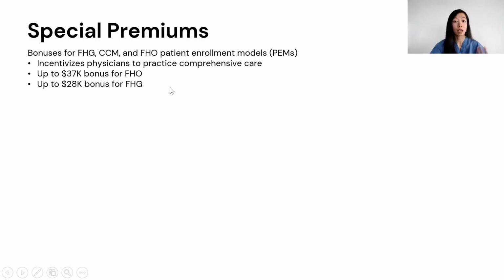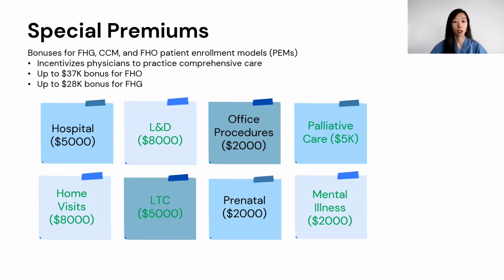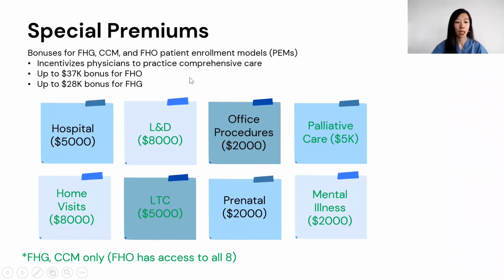But basically it's like a bonus to incentivize doctors to provide comprehensive care. This can be up to 37 grand for FHO models and 28 grand for FHG models. And this is the government's definition of comprehensive care: if you provide all of these procedures as part of an FHO, you have access to all 8. If you add these all up, it becomes 37 grand. And in green are the ones that the FHG and the CCMs have access to. So if you do a lot of these procedures, and you do long-term care for a certain number of patients, you get access to that as well.